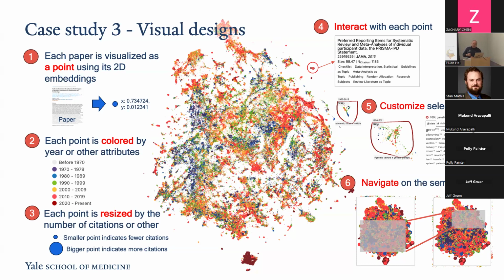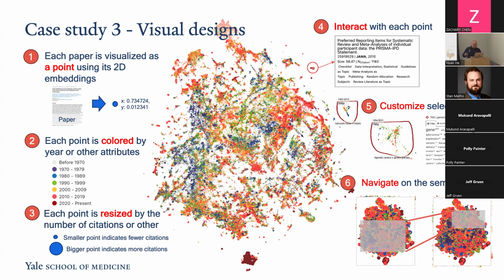And each paper is colored by its year. We can also change that by user-specific color, or maybe by their journal, or maybe by different attributes. Also, for the size, currently we mapped to the number of citations, and the user can also change that to a different operator.